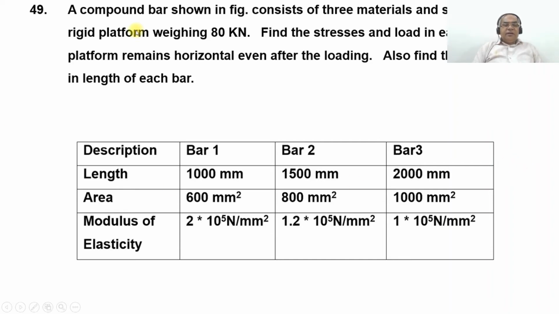So here they have given a table wherein they have given the data. Bar 1 has a length of 1000, area equals 600 mm square, and modulus of elasticity is 2 into 10 to the power of 5. Bar 2 has a length of 1500, area is 800 mm square, and modulus of elasticity is 1.2 into 10 to the power of 5 Newton per mm square. Similarly, bar 3 has 2000 mm length, area of 1000 mm square, and modulus of elasticity is 1 into 10 to the power of 5 Newton per mm square.